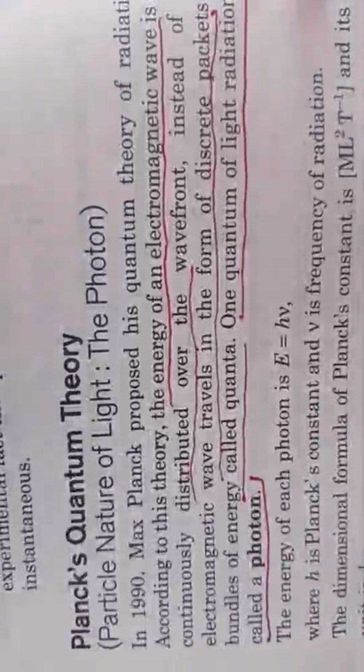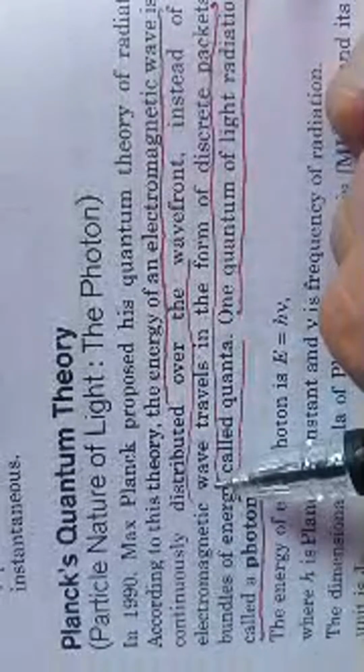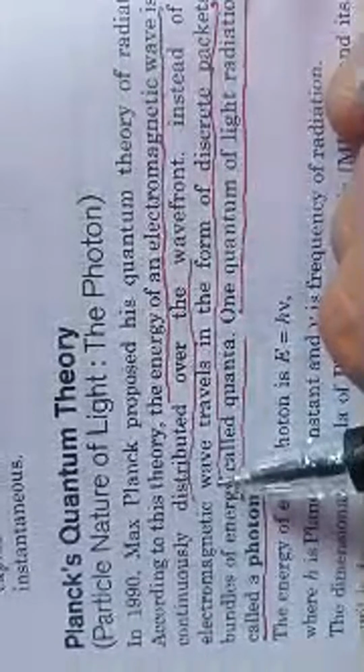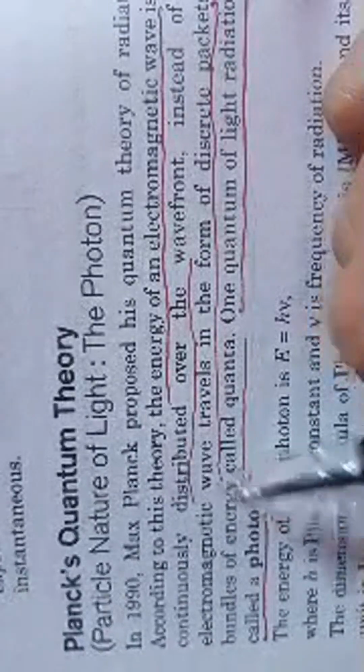Planck's quantum theory. In 1900, Max Planck proposed his quantum theory of radiations. According to this theory, the energy of an electromagnetic wave is not continuously distributed over the wavefront. Instead, the electromagnetic wave travels in the form of discrete packets or bundles of energy called quanta. One quantum of light radiation is called a photon.